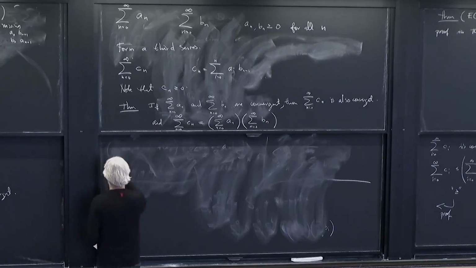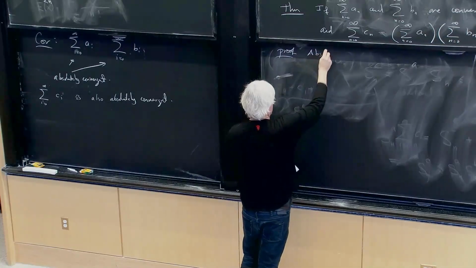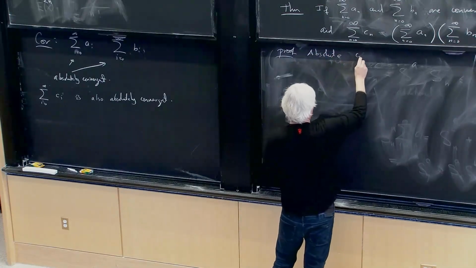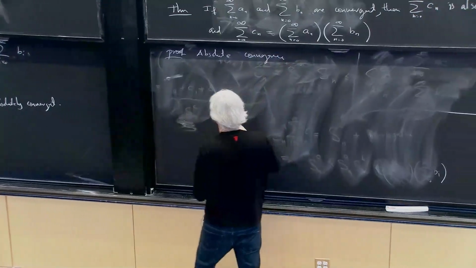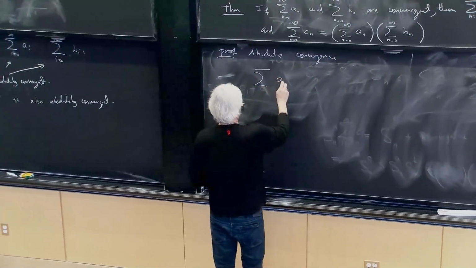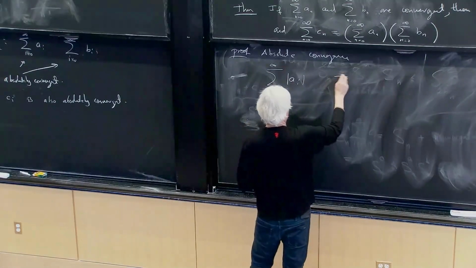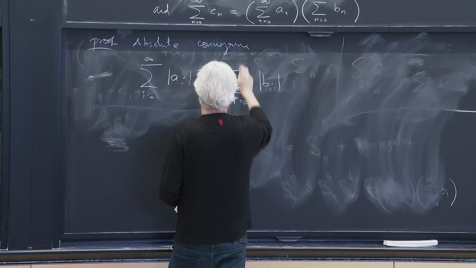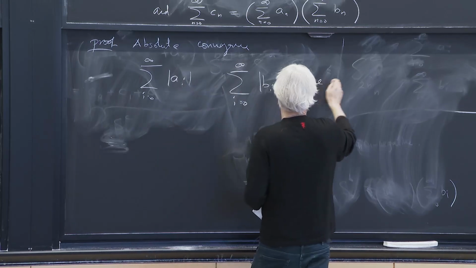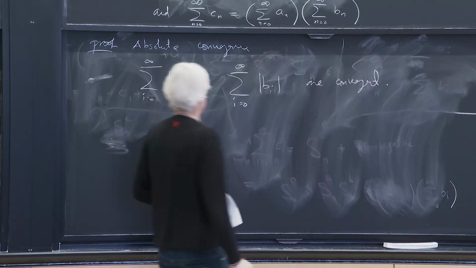And so if they're absolutely convergent, so, prove. Absolute convergence just means that the series of absolute values here and here are convergent. That's what absolute convergence means.